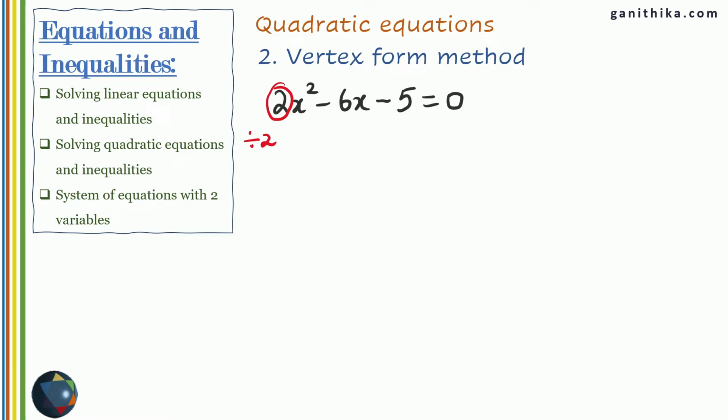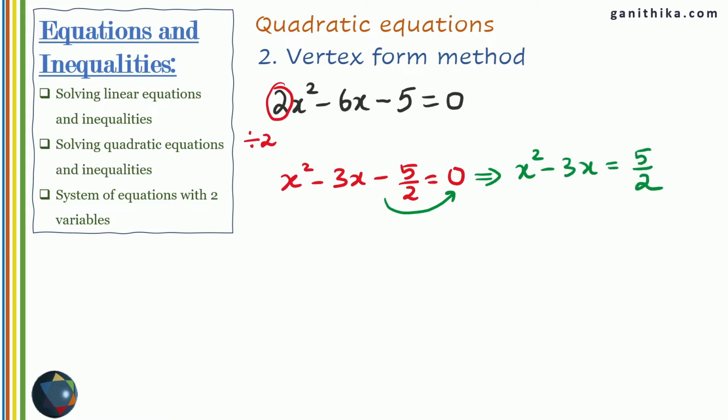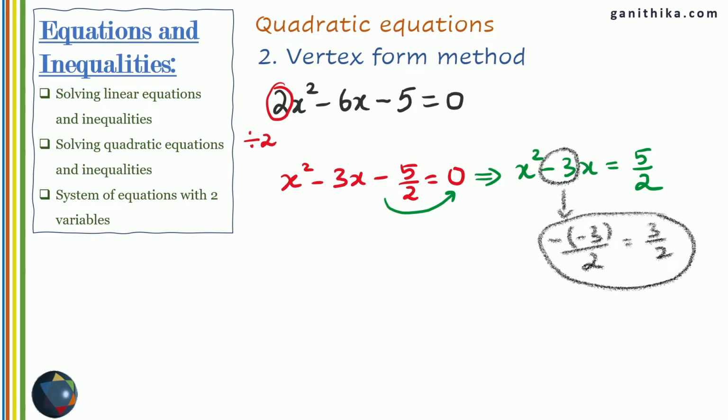So divide by the coefficient of x square, which gives you x square minus 3x minus 5 over 2 is equal to 0. Now take the 5 over 2 to the other side, making the equation look like this. Now you have the negative 3 in the center. What you need to do with this number is negate it and divide by 2. So minus of minus 3 over 2 will be 3 over 2.